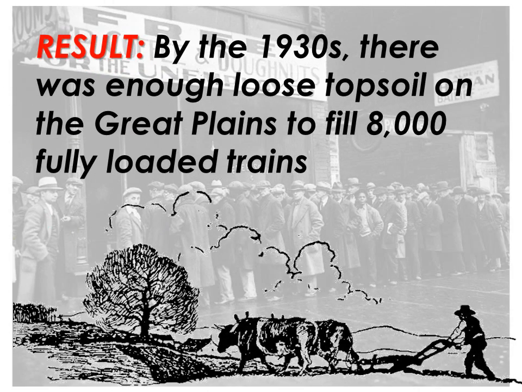So by the 1930s, there was enough loose topsoil on the Great Plains to fill 8,000 fully loaded trains. So just think about that. Imagine 8,000 trains and now fill them all with dust. And what do you get? You get the potential for a really huge ecological disaster.